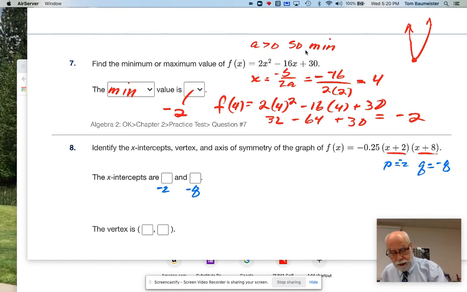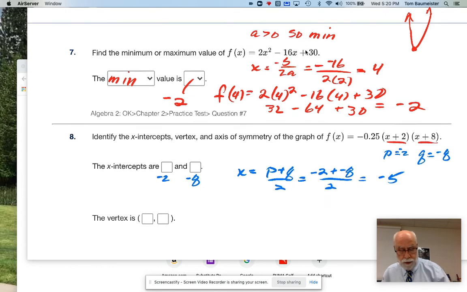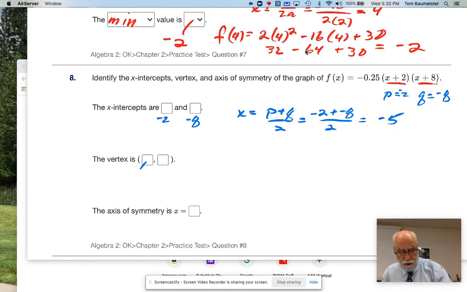Remember, to find the vertex, to get the x value of it, or our h, we would take p plus q divided by 2. So that'll be negative 2 plus negative 8, divided by 2, which will give us negative 5. So I told you again, that's my x value of my vertex, and that is also my axis of symmetry. And then to find my y value, again, I'm going to plug in negative 5 wherever I see x.